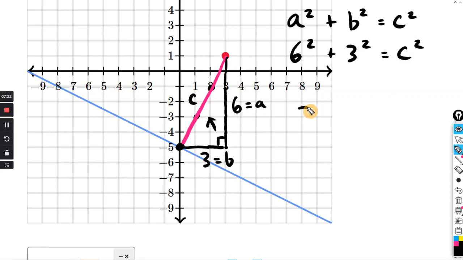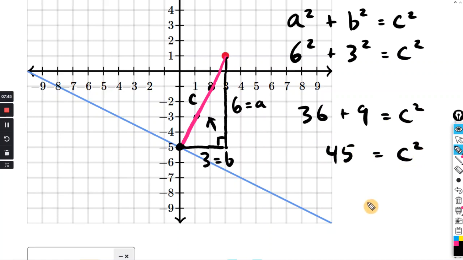6 times 6 is 36. 3 times 3 is 9. And that equals c squared. 36 plus 9 is 45. And that equals c squared. The opposite of squaring something is to take the square root of both sides. So the square root of c squared equals the square root of 45. The square root of c squared is just c.